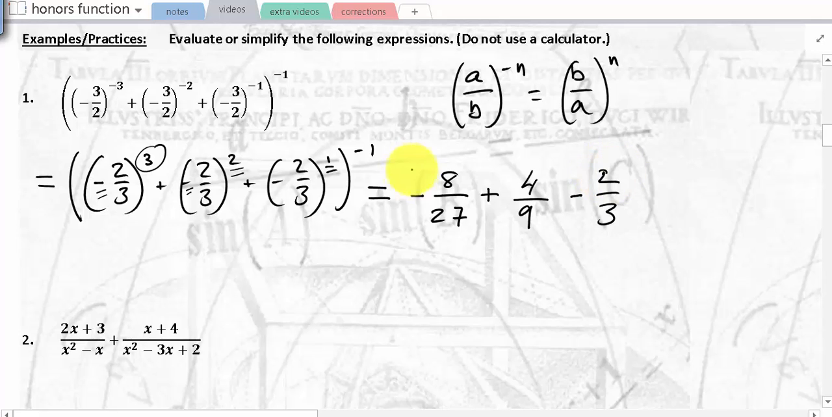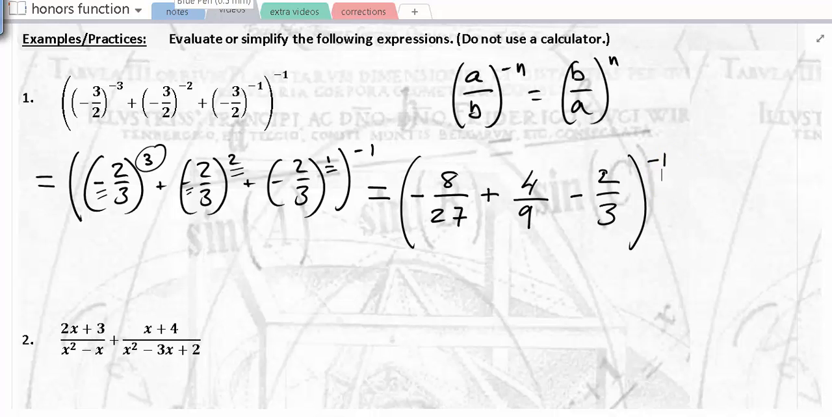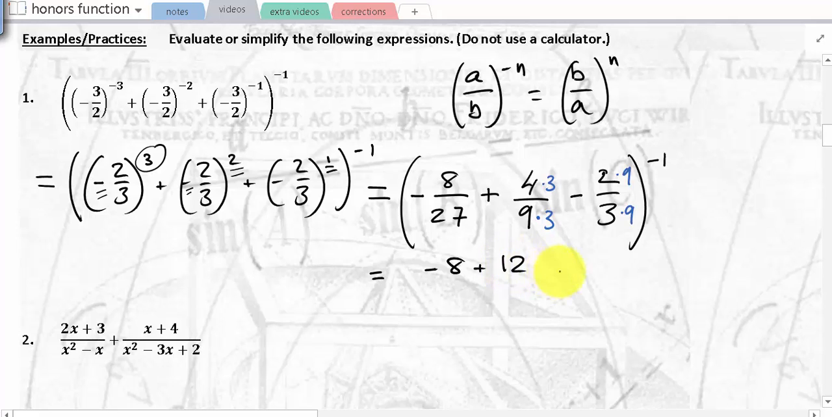So here is a sum of, don't forget the negative exponent right here. Here's a sum of 3 terms. Let's get the common denominator. The common denominator, of course, is 27. So here you need to multiply 9 by 3 and 3 by 9. Therefore, what do we have? We have negative 8 plus 12 minus 18 over 27 to the negative 1.